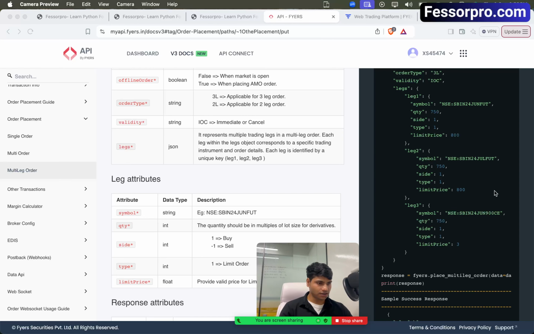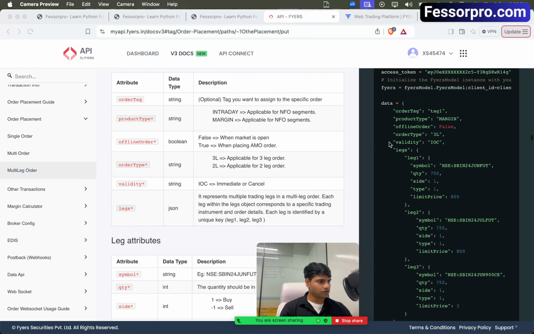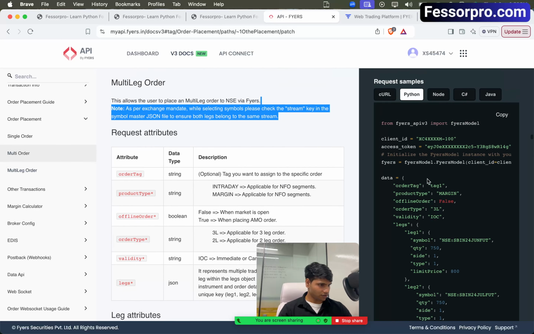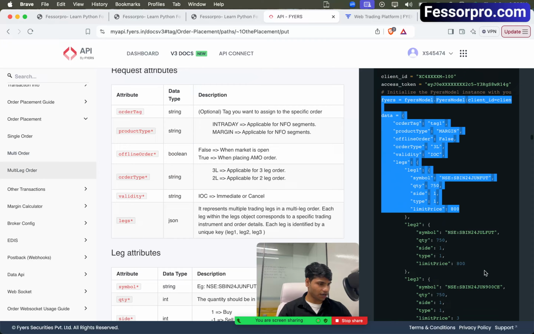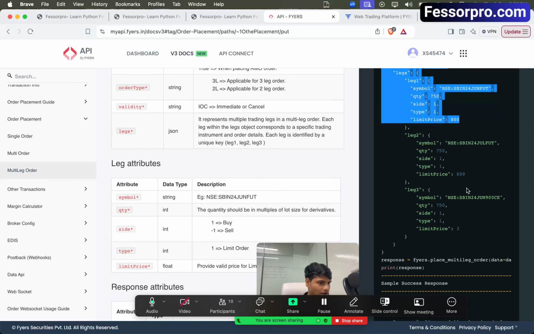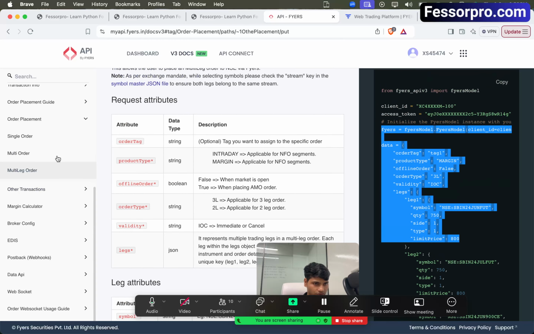Maybe you are placing a straddle. So in that case, you'll have two legs. One leg will be the call leg, one leg will be the put leg. Okay, so you can explore it. You just need to copy this, maybe try running it and see how it works. I haven't tried it yet, but yeah, they do have an option for multi-leg order also.